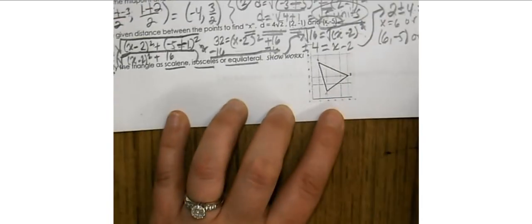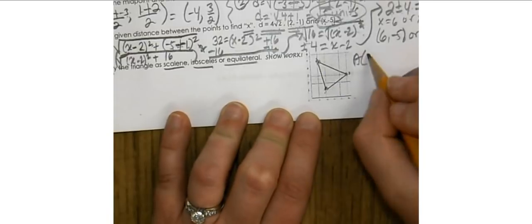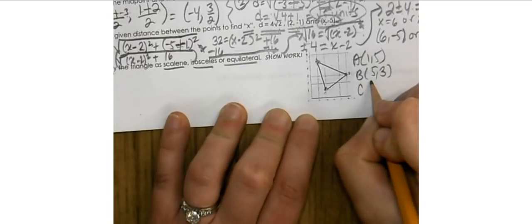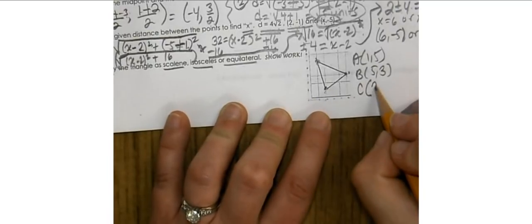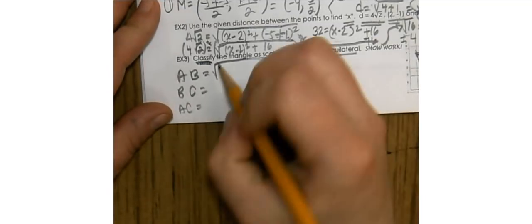So the first thing that we want to do is we need to identify what our ordered pairs are for A, B, and C. The ordered pair for A is we're going to go over 1 and up 5, so that's 1, 5. The ordered pair for B, we're going to go over 5 and up 3, so that's going to be 5, 3. And the ordered pair for C is we're going over 2 and up 1, so that's going to be 2, 1. And I'm going to work with these ordered pairs in order for me to identify my side lengths. Now my side lengths, that's going to be AB, BC, and AC. So I'm going to identify the distance between the points using the distance formula.